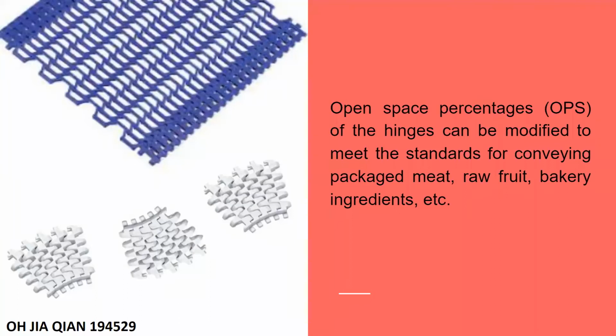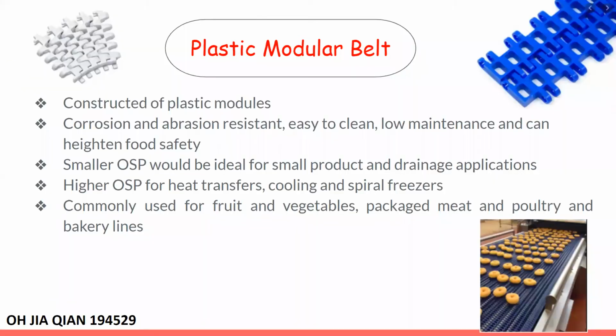Next. Before that, let me review what open space percentage (OSP) is first. This OSP is the hinges on the conveyor belt. So it can be modified to meet the standards for conveyor package, meat, raw food, bakery ingredients, and so on. Different conveyor belts have different OSP. So let me talk about one of the conveyor belt types for the food processing line.